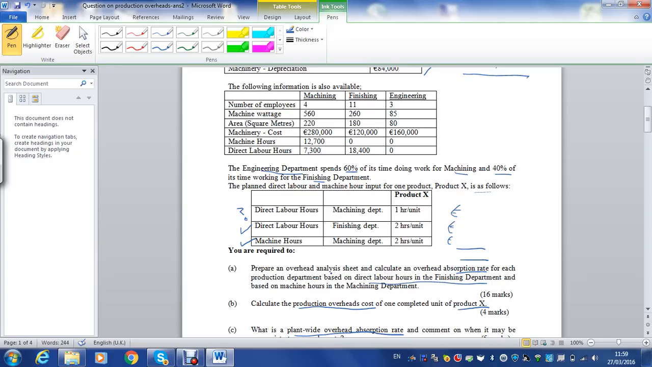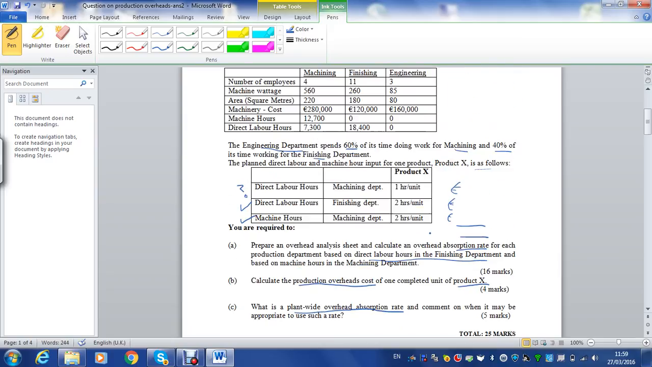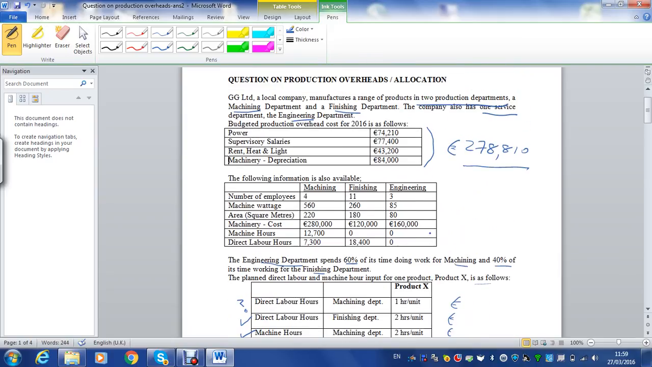We'll worry about part A. We've got to work out the absorption rates for these two. And let's give it a go. And I think the first thing is we've got to assign the basis of allocation. Well, power, assuming we put a number 1 here, which one would we allocate on power?